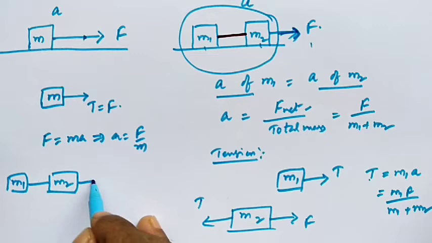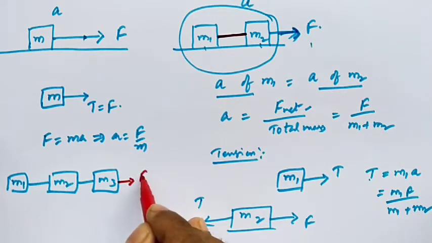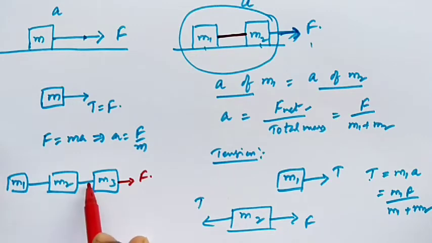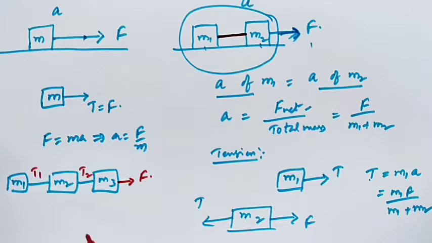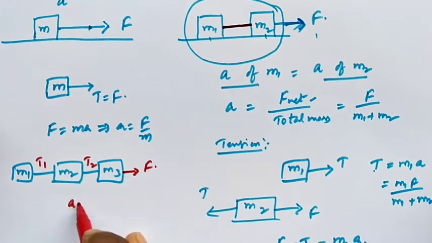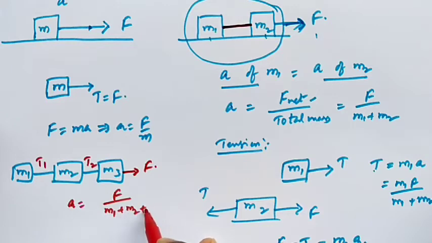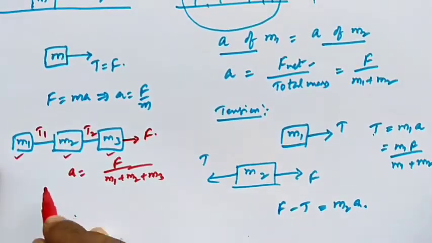m2, m3. On this m3 you are applying a force F. Now this is a string, this is another string. Let us take tension T1 in this one and tension T2 in the other, or you can take T1 here and T2 here, that's your wish. Now tell me what is the acceleration directly. Very good, F by m1 plus m2 plus m3. See how easy. This is the acceleration of m1, m2, and m3.